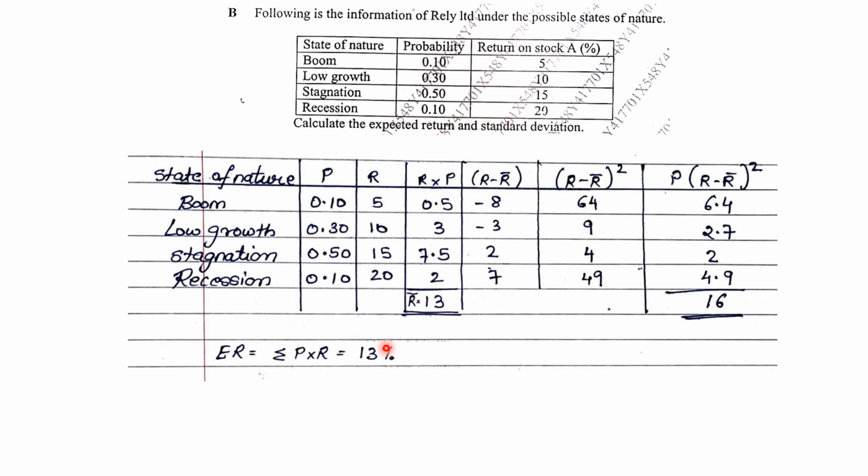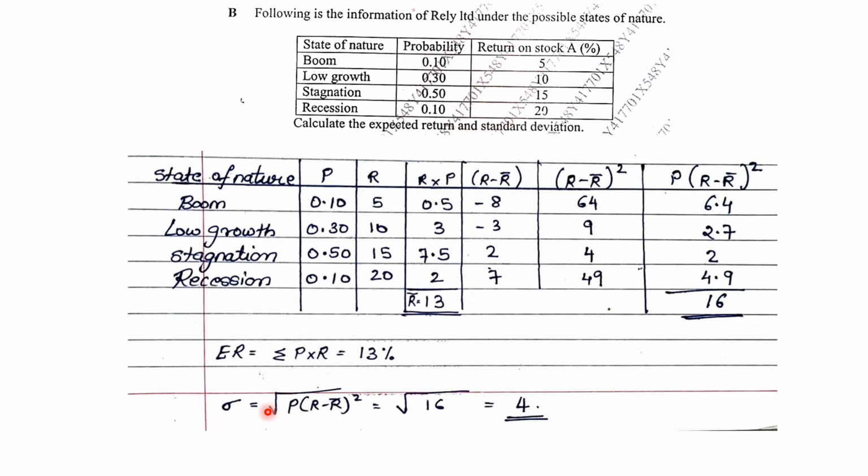Secondly, we need to find the standard deviation. Standard deviation is nothing but the root of variance, which is root of P into R minus R bar the whole square, which is nothing but the root of 16, which is nothing but 4. So they had asked us to find the expected return and standard deviation. We got expected return of 13% and standard deviation of 4.